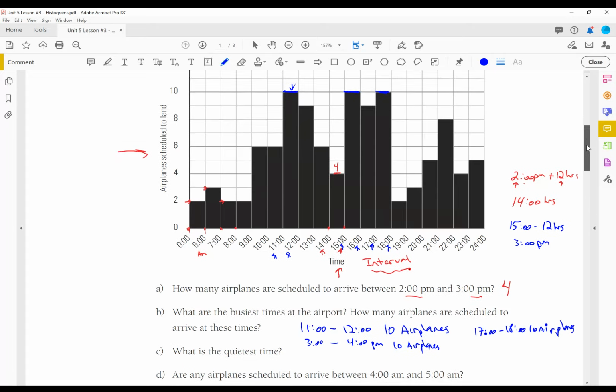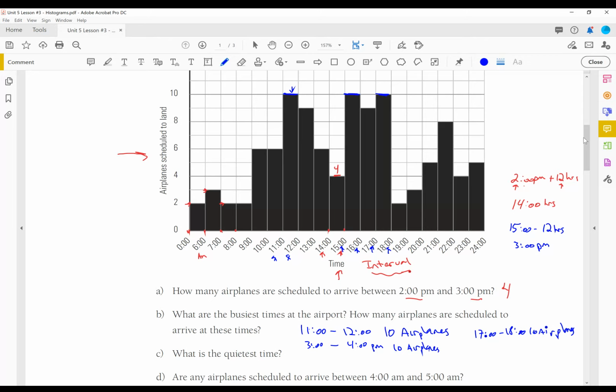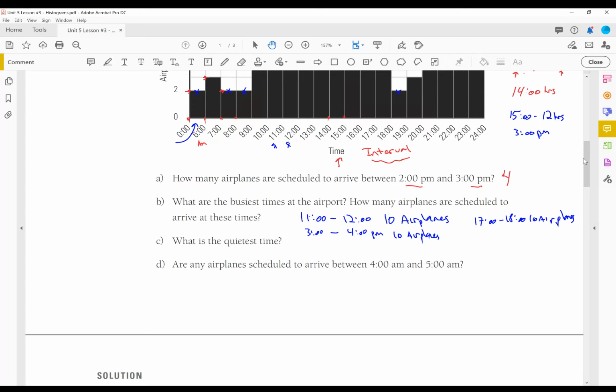Excuse my writing. It's really bad today. C says, what is the quietest time? Some people might get confused on this question because, if you look at the intervals that have the lowest amount of airplanes landing, here there are 2, here there are 2, here there are 2, and here there are 2. That's 4 different times. However, the average amount of planes landing in the section of time between 0000 and 0600 hours is way, way down. So I would say that the quietest time is between 0000 and 0600 hours.